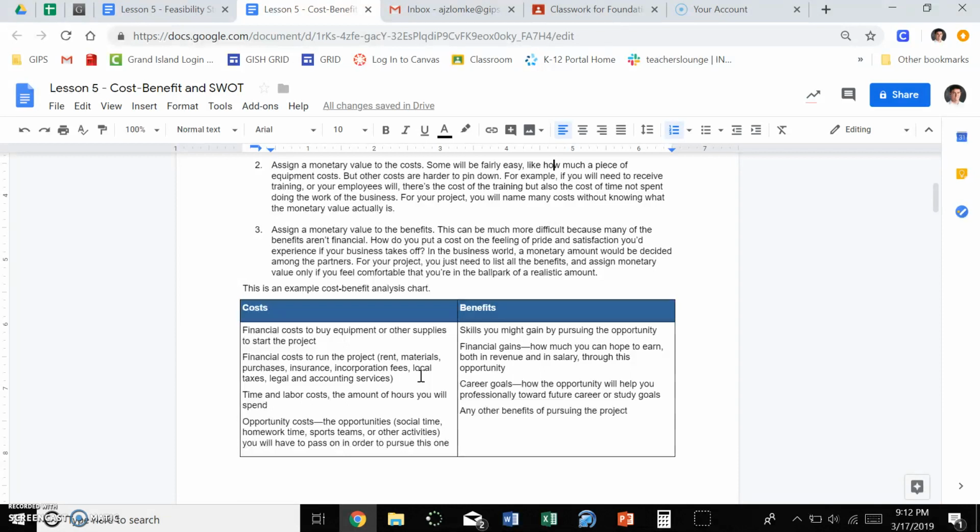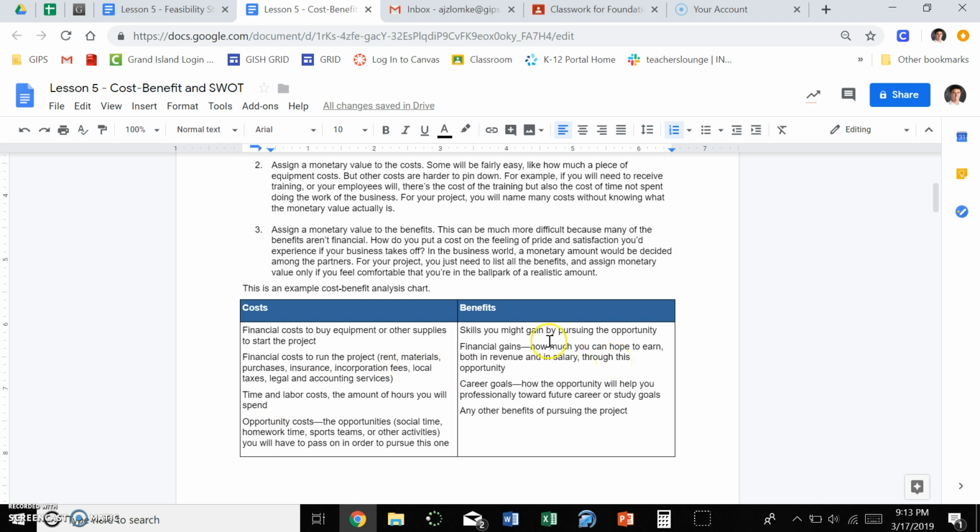What about time and labor costs, so the amount of hours you as an owner will work? And what are the opportunity costs, so what things am I giving up to pursue this? So time away from my friends, time away from my sports team, all those different kinds of things. So I want you to think of those costs that are directly related to the business that you are trying to start. What costs will you have?